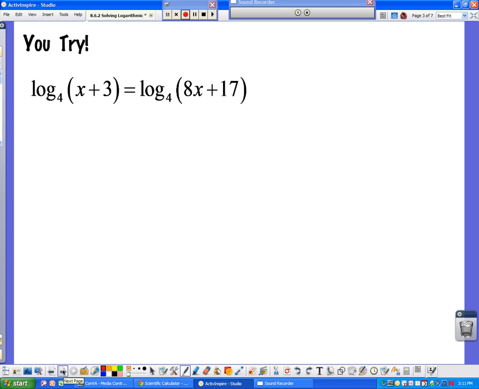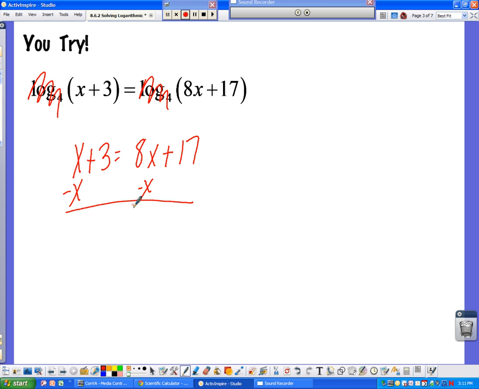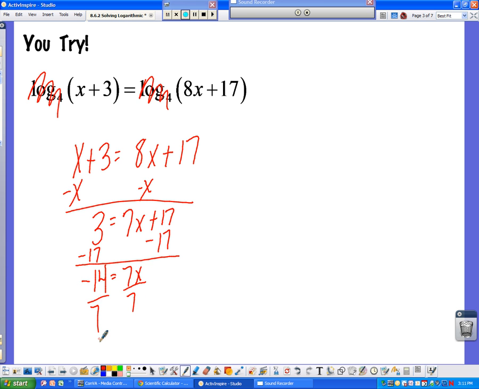Okay? So example number 2. Go ahead and pause the video and do this one as a you try. But remember, since we've got logs on both sides, we're just going to knock the logs off, and we end up with x plus 3 equals 8x plus 17. So minus the x. So I get 3 equals 7x plus 17, minus the 17. So I get negative 14 equals 7x and divide by 7. So x equals negative 2.